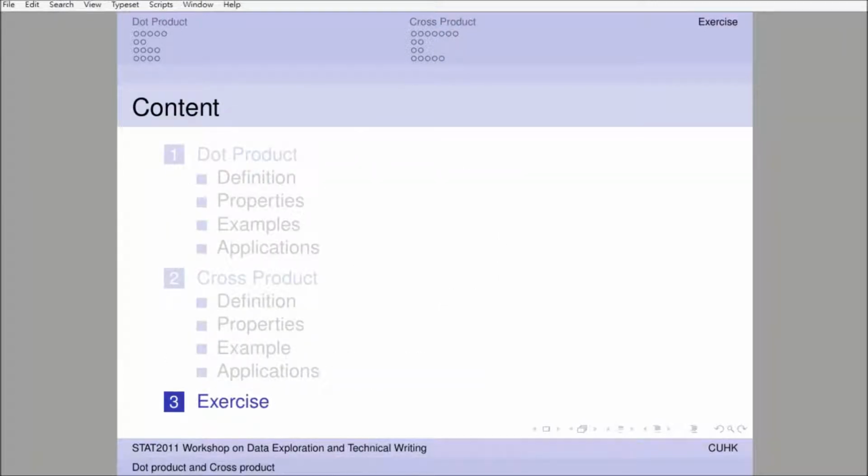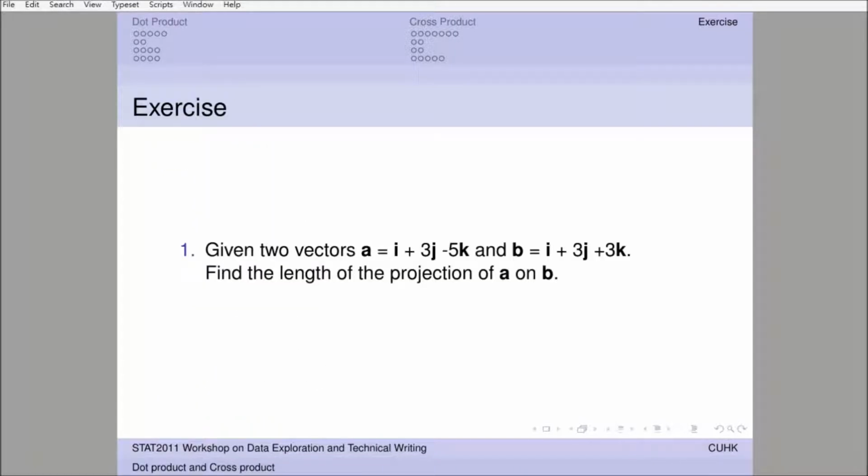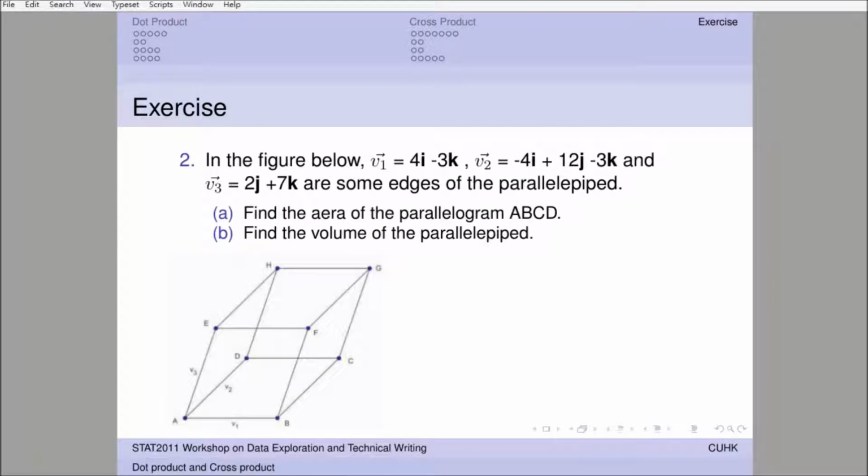Now we have finished the tutorial part. Here are some exercises with solutions behind. You may test your understanding of this topic. This is the end of this video.